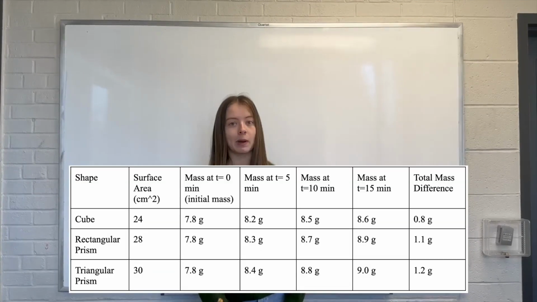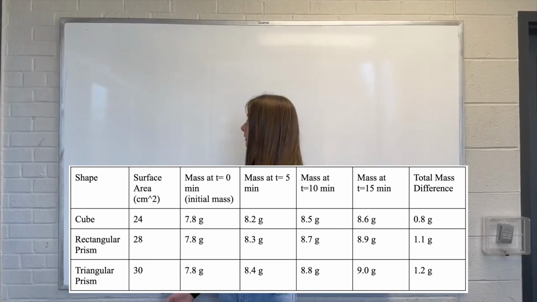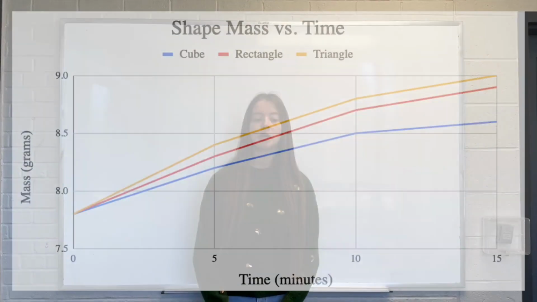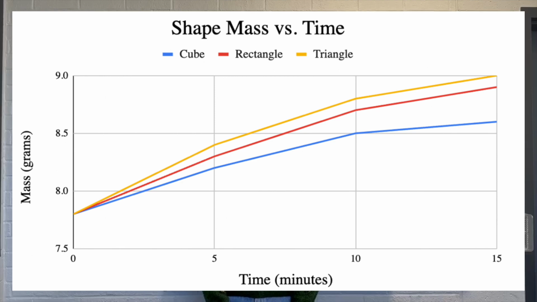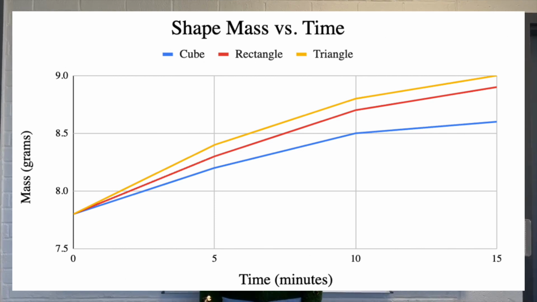To measure our mass transfer rate, we recorded the mass of each shape at 5-minute intervals and calculated the overall mass increase. Graphing this mass increase versus the time, we can look at the slope to analyze the mass transfer rate. If we look at the 3 different lines, we can see that the slope of the triangular prism is greater than that of the rectangular prism, which is greater than that of the cube. This shows that as we increase the surface area, we get a greater mass transfer rate.